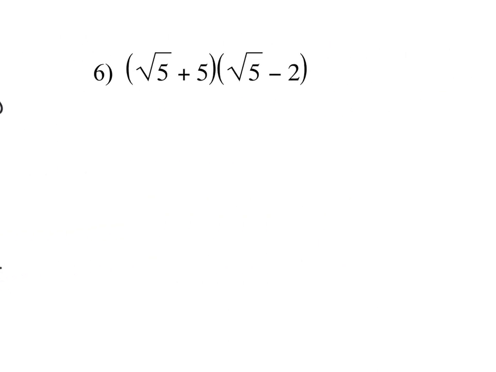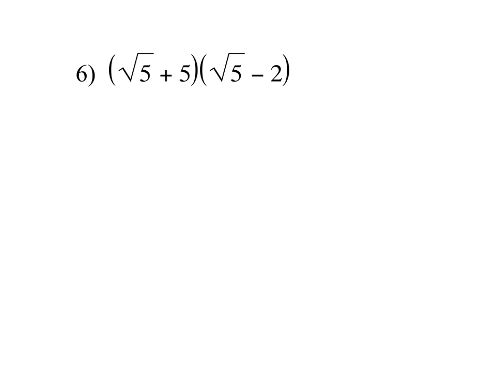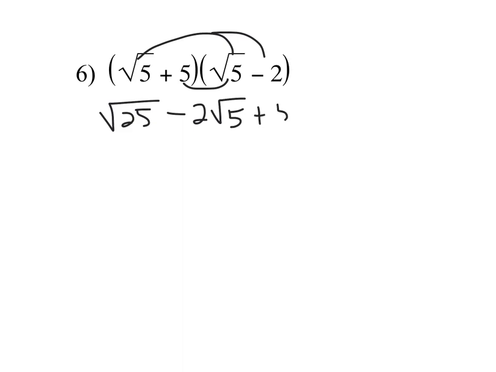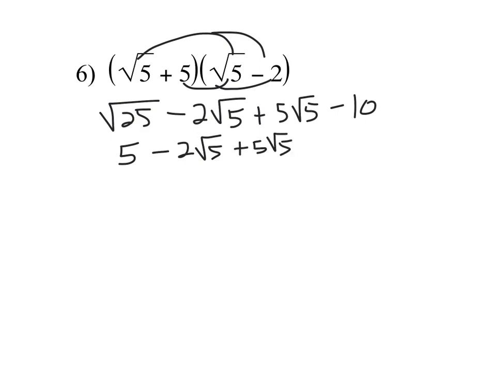Okay, quickly look at this last example. Again, foiling it. Square root of 5 times square root of 5, I'm going to write this as the square root of 25. Square root of 5 times negative 2 is negative 2 square root of 5. 5 times the square root of 5 is 5 square root of 5. And then 5 times negative 2 is negative 10. Now, the square root of 25 is 5. So I've got 5, minus 2 square root of 5, plus 5 square root of 5, minus 10.